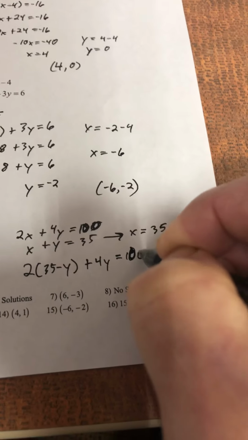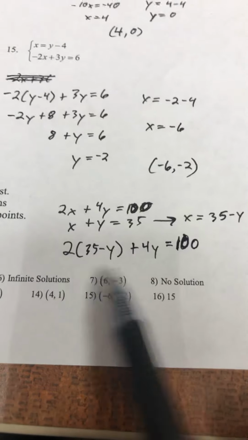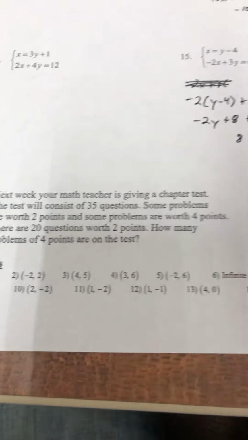That's supposed to be a 100 there. Kind of moved on me. And then go ahead and work that out, solve for y. That's actually going to be the number of 4 pointers that you have on that test.